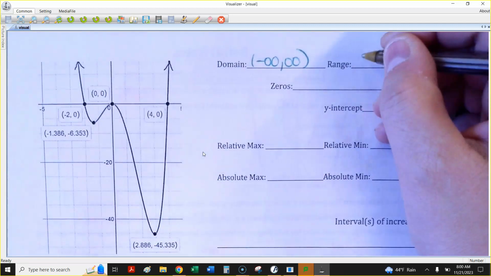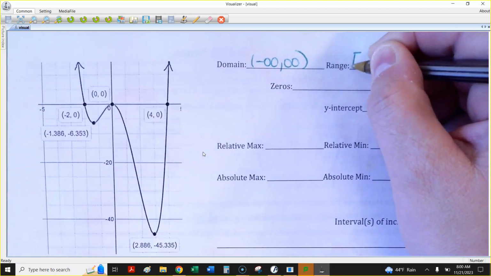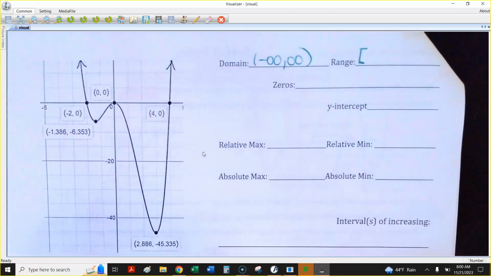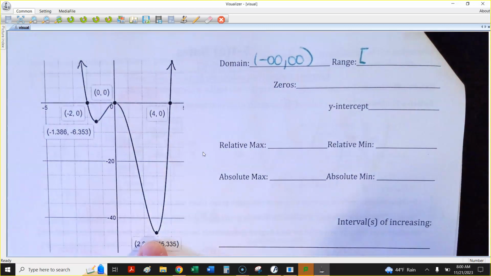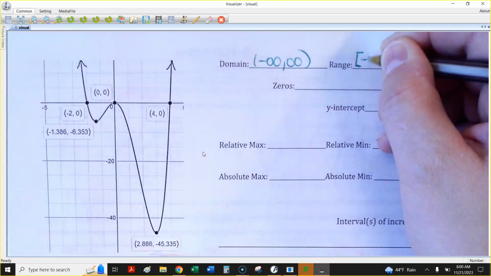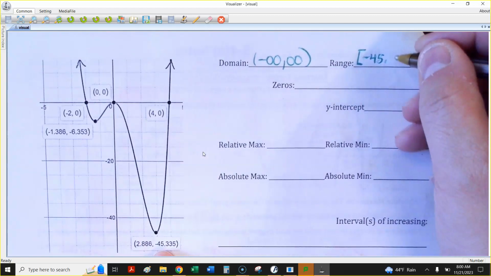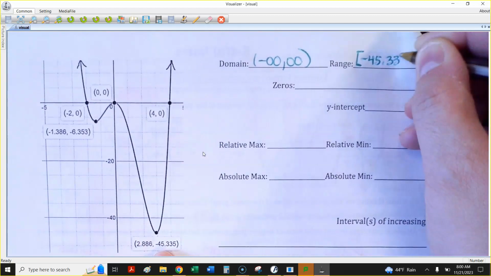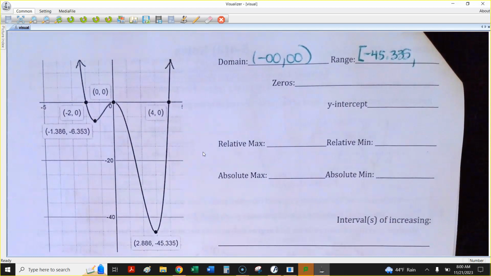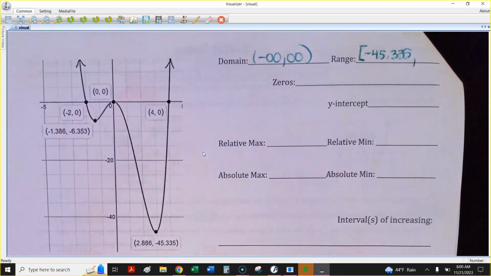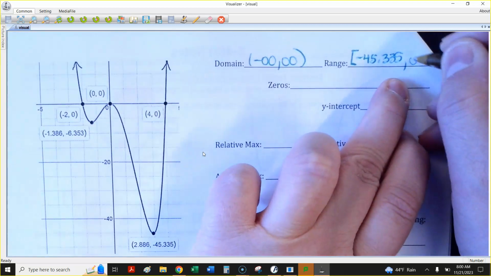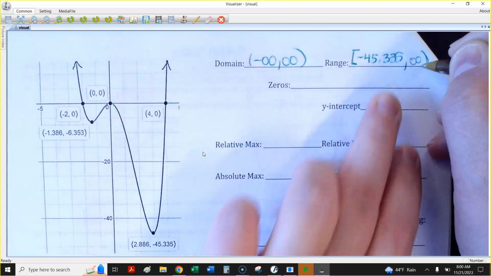Yes, perfect. Okay, now I'm going to use a bracket on this. The first point I touch would be this point right down here. Sorry, I need to find one with fewer decimals, but this is negative 45.335. That would have a bracket because we actually touch that point, and then the rest of the graph just points up forever. So that would go up to infinity. And so I'm going to have a parenthesis there.